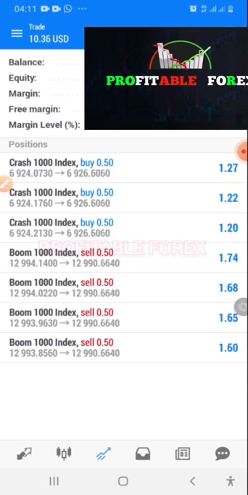So today we're going to be looking at a strategy you can use for your boom and crash. On this strategy you can use it for scalping and for catching spikes, guys. And as you see, I took some trade and I'm currently on profit. So let's go to the chart and see how the strategy works.